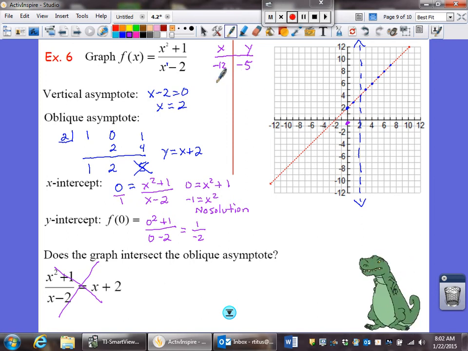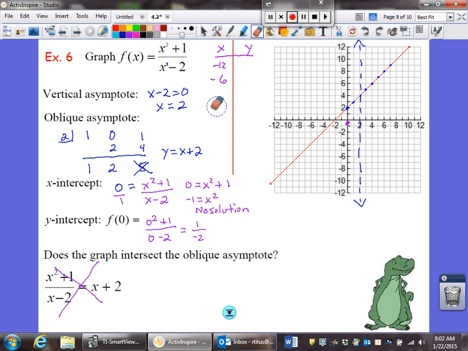I think I forgot to write it up here. I said negative 6. And then oops, that's what I did. Hold on one second. Let me back that up there. I put negative 5 on the wrong side. I knew it was there somewhere. So we got negative 5, and then we said right up to this asymptote, positive 1.9. We're going to check that out.